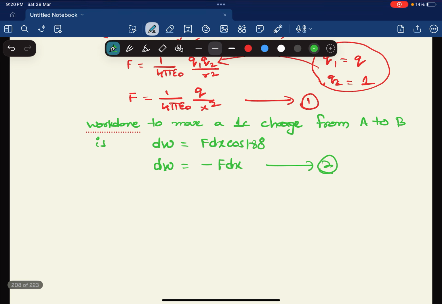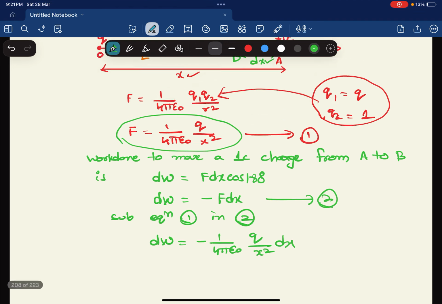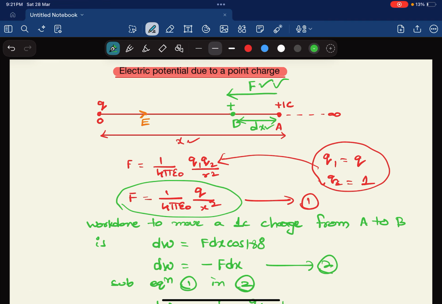We already know the F formula, so I'm going to substitute equation 1 in 2. Therefore dW is equal to minus 1 by 4 pi epsilon naught into Q by x square into dx. Now the point charge reaches point B. Let us assume the distance of separation from O to point B is R. So the initial limit is infinity, the final limit is R.